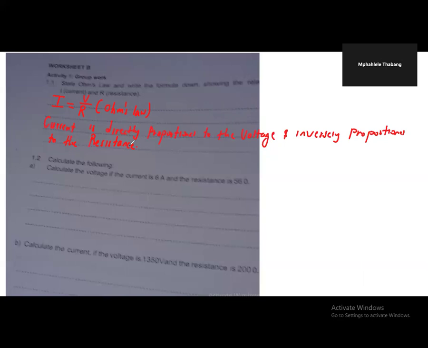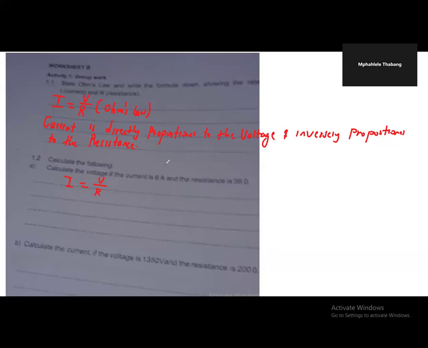Okay, now they say calculate the following. 1.2a: calculate the voltage if the current is 6 amps and the resistance is 56 ohms. This is more like we are in science class. So let us calculate. The formula says current is equal to voltage over the resistance. So let us use this formula to calculate the voltage.